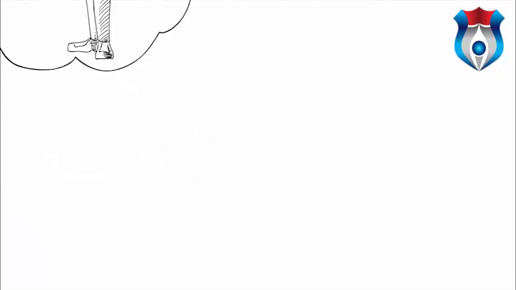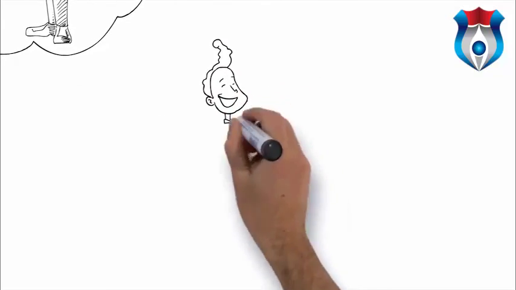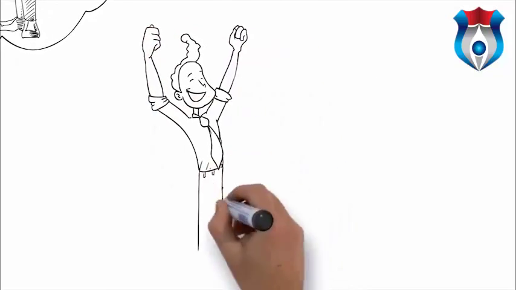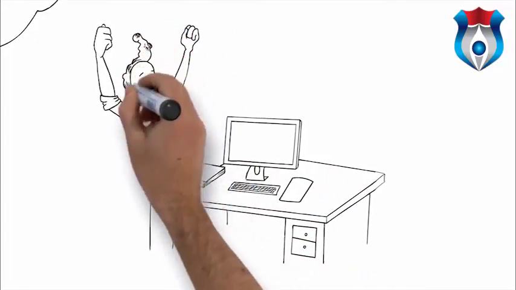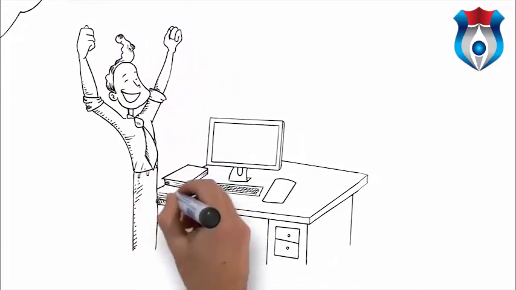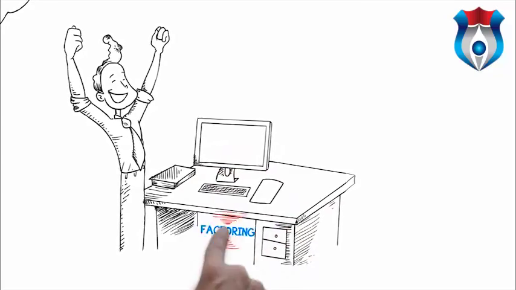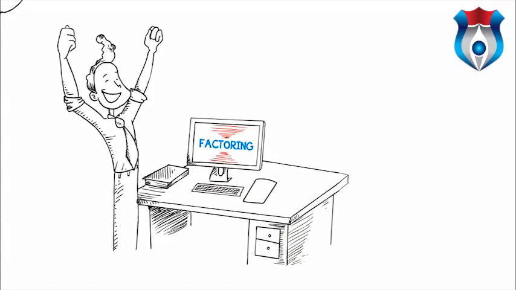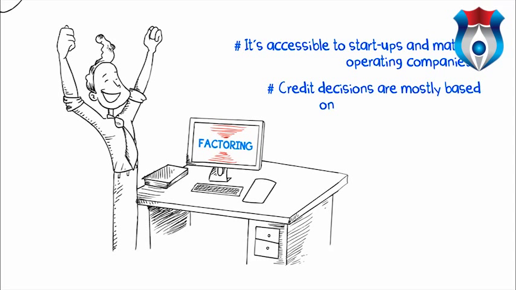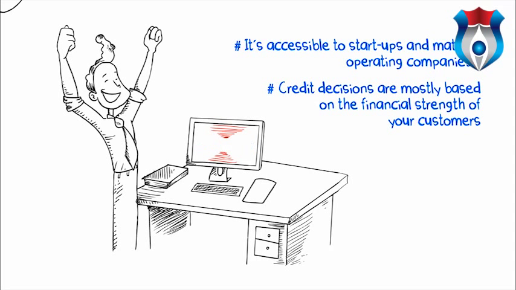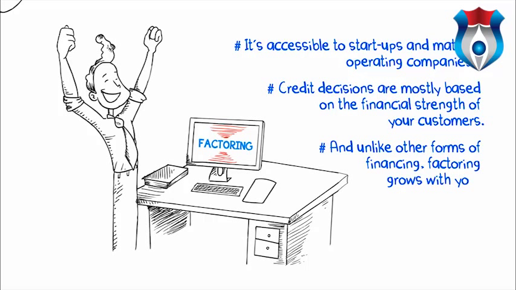All along, Fred's had a timely, accessible, and reliable solution to solving his day-to-day cash flow problems, sitting right in front of him. Accounts Receivable Factoring provides Fred with immediate and unlimited access to working capital, so Fred can get on with running his business. It's accessible to startups and mature operating companies. Credit decisions are mostly based on the financial strength of your customers. And, unlike other forms of financing, factoring grows with your sales.